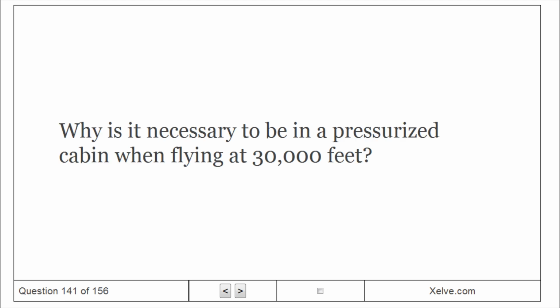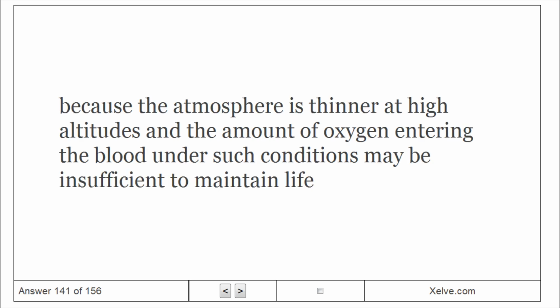Why is it necessary to be in a pressurized cabin when flying at 30,000 feet? Because the atmosphere is thinner at high altitudes and the amount of oxygen entering the blood under such conditions may be insufficient to maintain life.